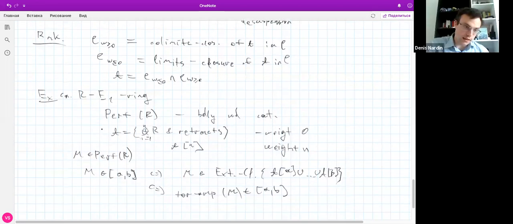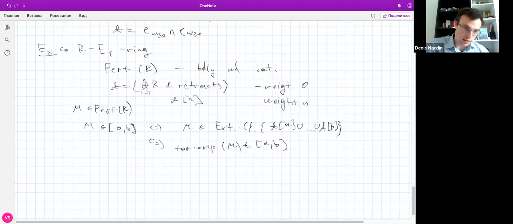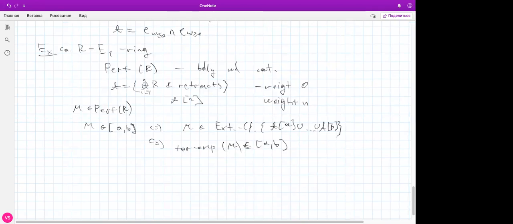You mean it's contained in AB, right? This is contained, yeah. You mean this or what? I don't know how you usually write Tor amplitude, but I don't know either, honestly. There are too many notations. Yeah.